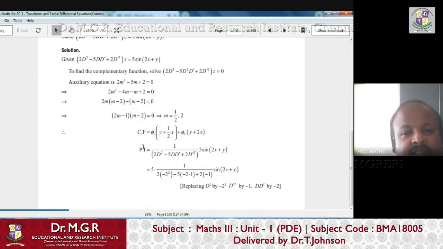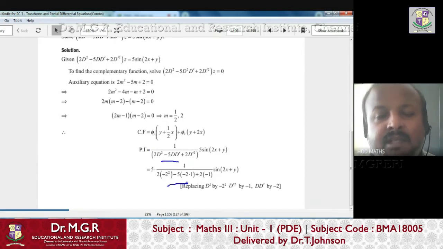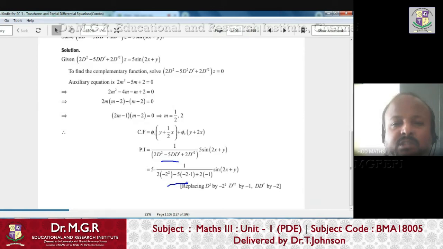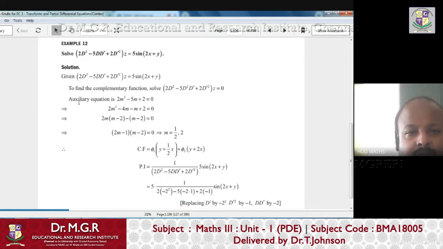Here also some special cases come. Whenever we substitute in the denominator, sometimes it also becomes 0. For that I will take this particular problem. Again and again I neglect the complementary function part because that is very simple. You just find the roots of the equation. Here the roots of the equation are 1 by 2 and 2. So just write the complementary function.